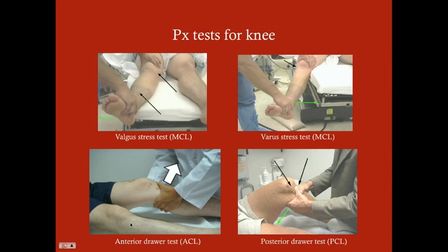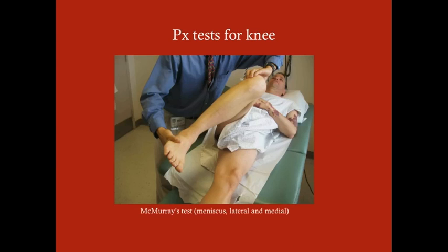With the anterior and posterior drawer tests, you're testing your anterior and posterior cruciate ligaments, respectively. All you do here is stabilize your knee and pull it anteriorly. That's the anterior drawer test. It's like you're pulling a drawer out from your chest of drawers. And then for the posterior drawer test, you're pushing in. Again, you're going to have a greater degree of freedom if it's a lax, damaged ligament.